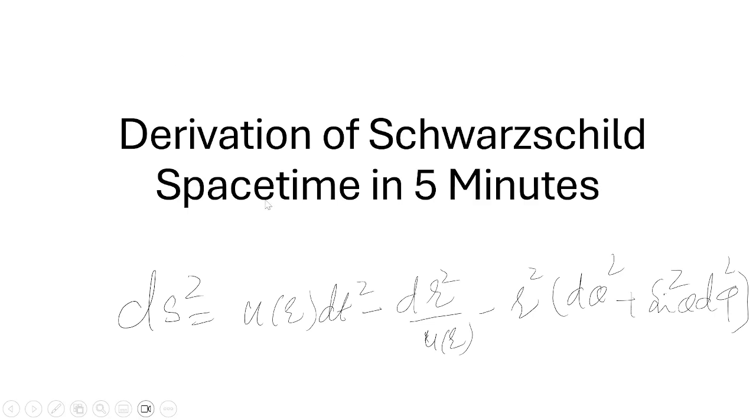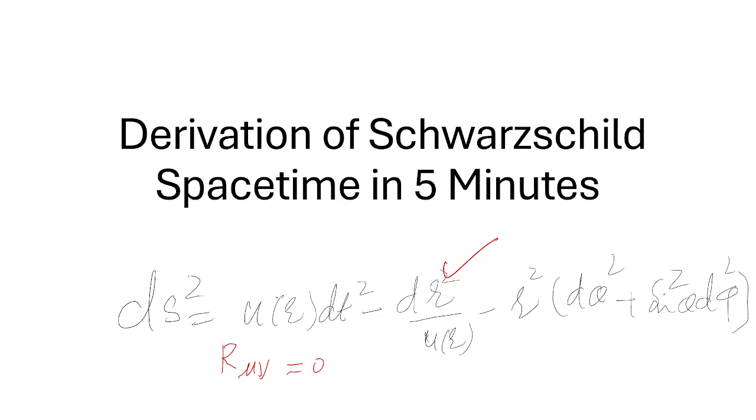Okay, derivation of Schwarzschild spacetime in 5 minutes. So let's do it. This is the general black hole spacetime, spherically symmetric, and we have to find the Ricci tensor and put it equal to 0.